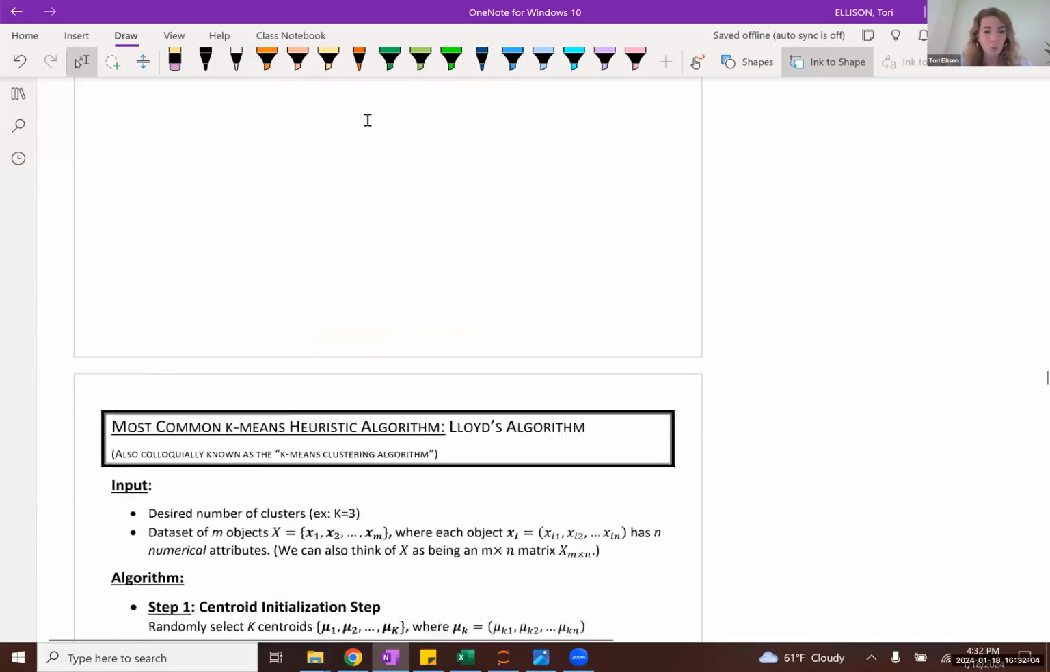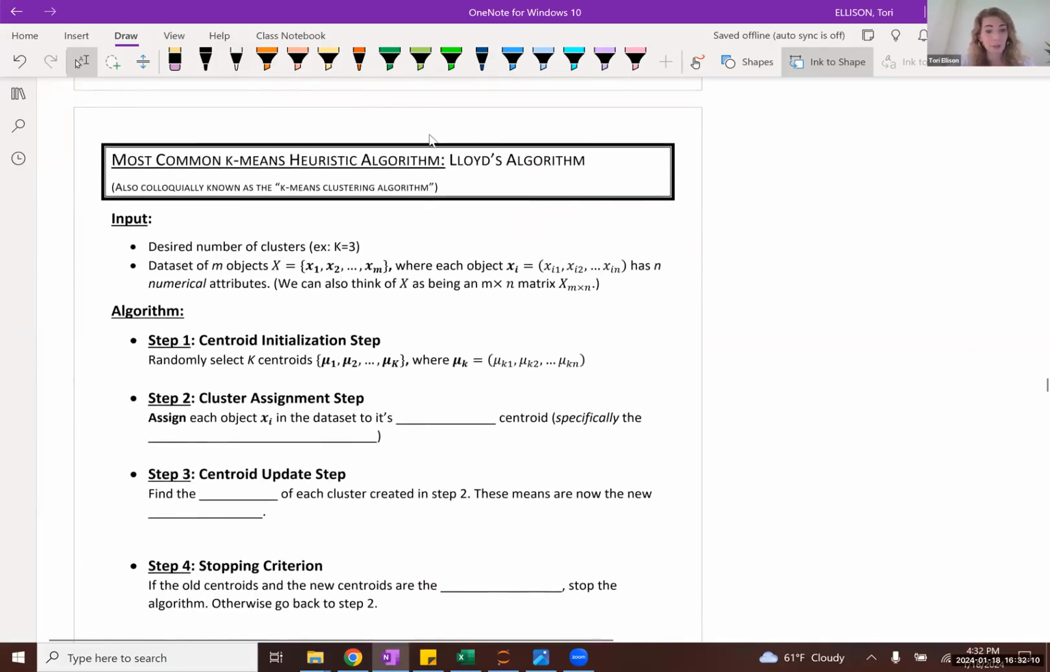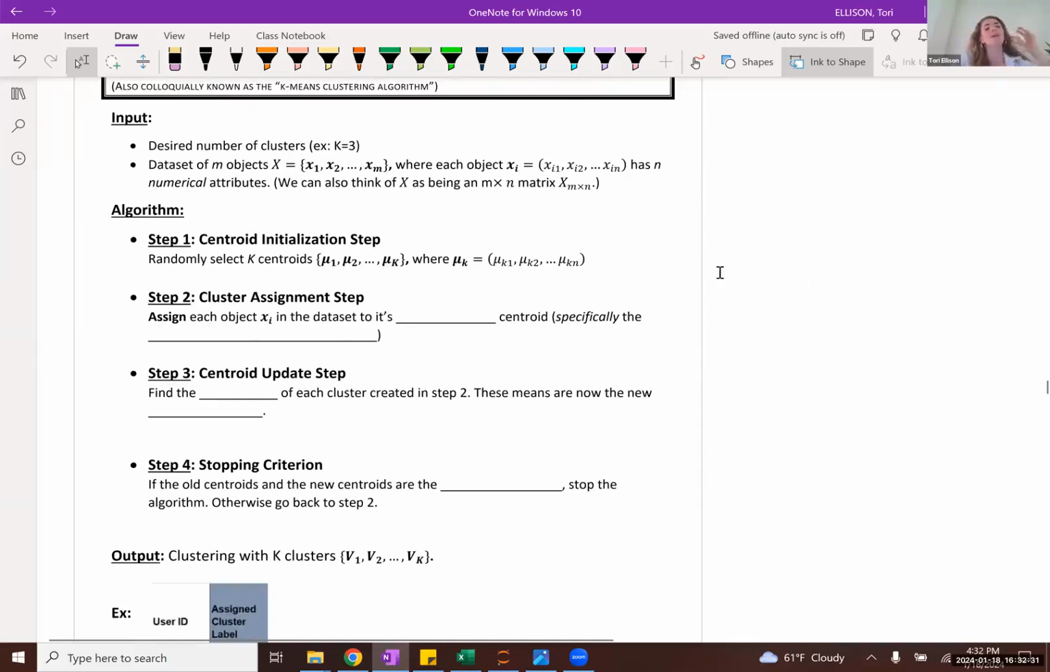Okay. All right, so what is this heuristic algorithm? More formally, this algorithm is known as Lloyd's algorithm, but it's also colloquially known as the k-means clustering algorithm. The input for the heuristic algorithm is exactly the same as the optimization problem. So we need the numerical data set, M objects and attributes, and you also need to pre-specify the number of clusters that you're looking for. Okay, so the algorithm has 4 basic steps. The first step is we randomly initialize the centroids, or randomly initialize our k-means.